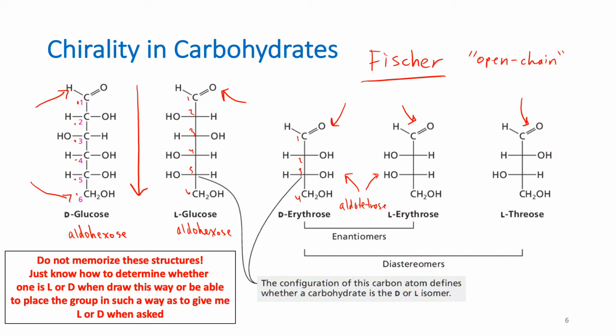Both of those are going to be aldotetroses, and threose as well is going to be an aldotetrose. So tetrose meaning 4 carbons, 1, 2, 3, 4. Okay, now what this slide's aiming to actually show you, however, is the chirality. And here is a very important thing I'm going to tell you.